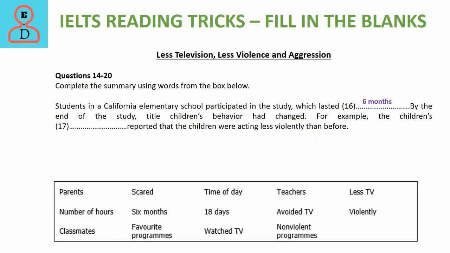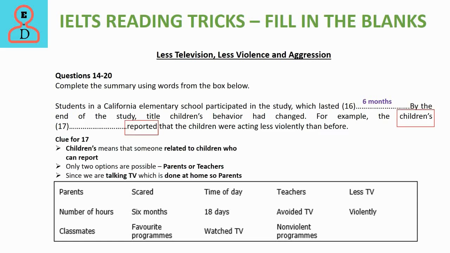Moving to blank 17. Look at the words children's and reported. These 2 words tell us that the answer should be someone related to children who can report something of their behavior. There are only 2 options that meet this condition, teachers and parents. Now since we are talking about watching TV, an activity that is done at home, we can assume that here we are talking about parents only. So write parents as the answer.